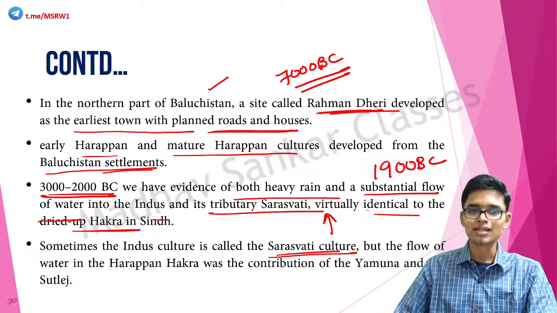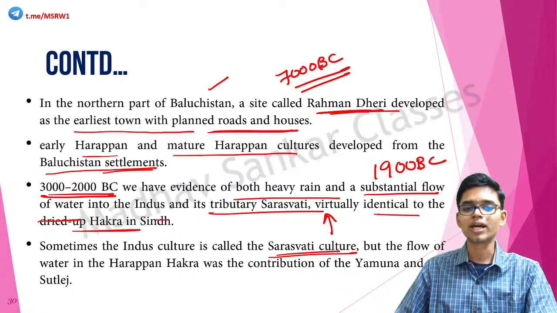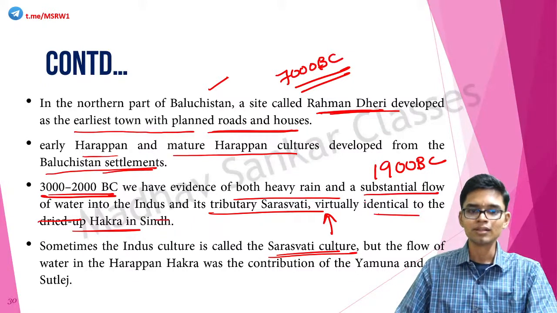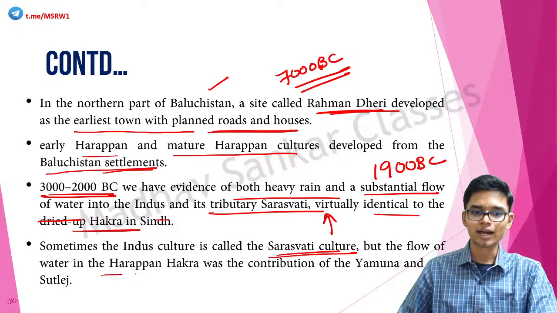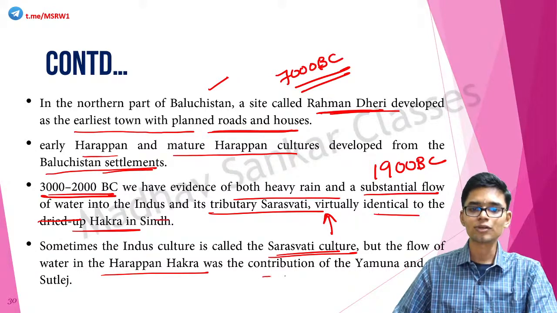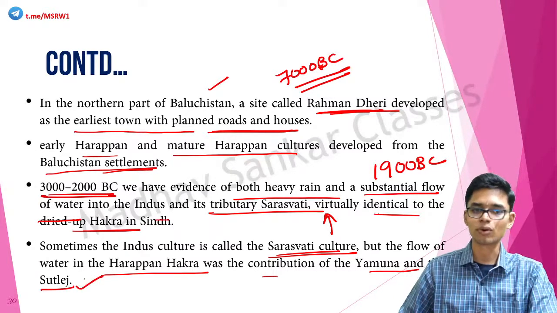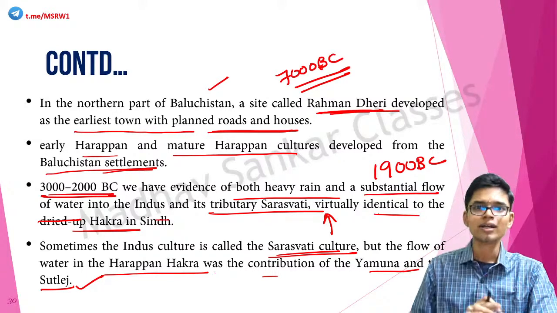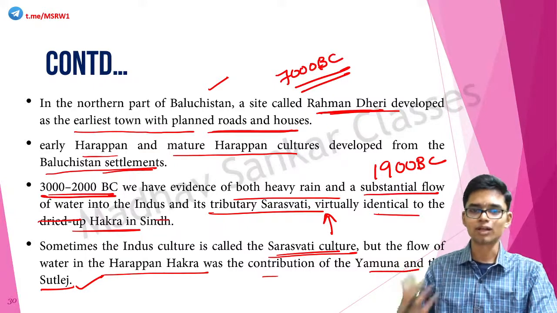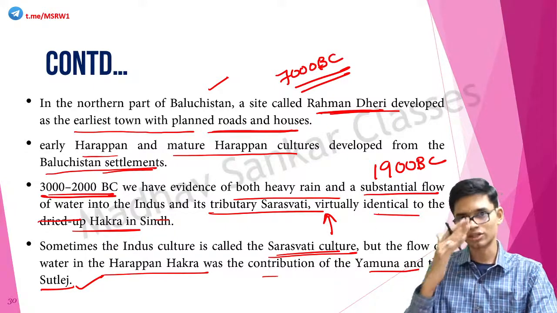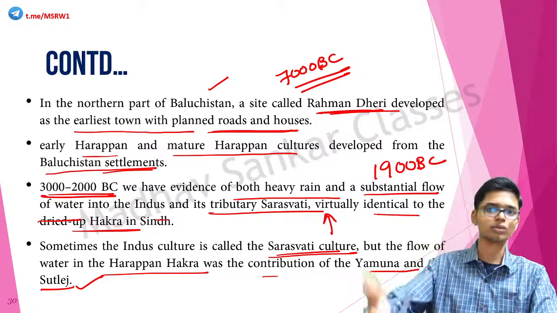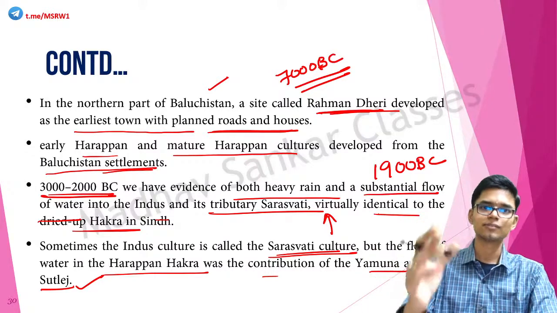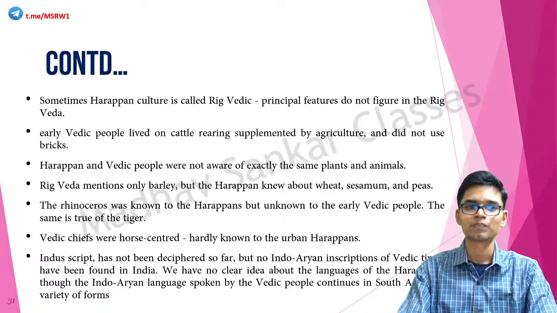And for this purpose, sometimes, although it may not be politically correct, Indus Valley civilization or Indus culture, Harappan culture is also called Saraswati culture. But the flow of the water in the Hakra was the contribution of Yamuna and Satluj. We already spoke about this. Yamuna and Satluj used to provide waters to the Hakra river, but due to some tectonic activities or whatever, the course of these two rivers went to a different side, and it led to the drying up of Hakra river, causing some issues in Indus Valley civilization.